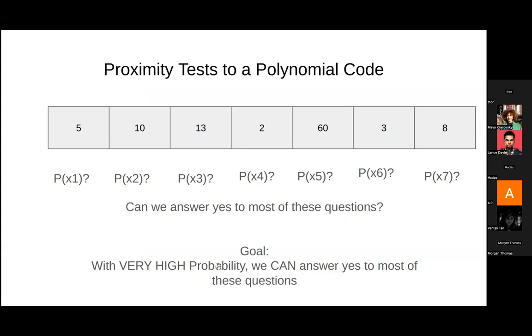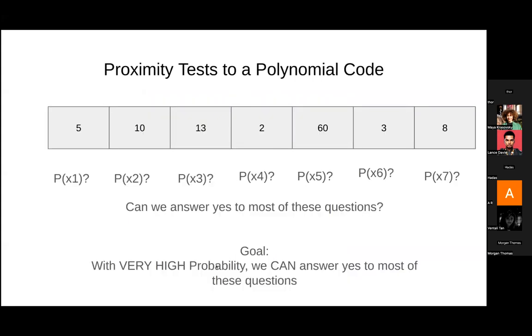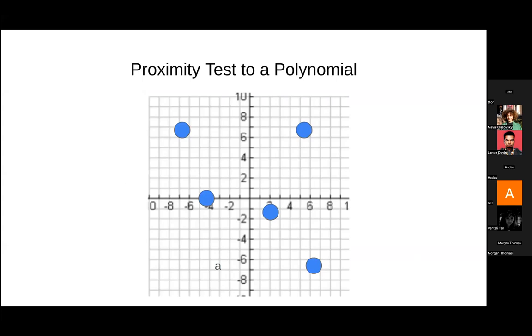Right, so our goal is with very high probability, we can answer yes to most of these questions. One way to visualize this is, again, going back to the graph. Imagine we're in Euclidean space and you put a bunch of dots on a graph. We want to know, if you were to connect these dots, does it make a polynomial that has degree less than 2, for example? Here we could say, yeah, it does. You can draw a degree 2 polynomial through most of the dots. There's one that isn't, but for most of them, the answer is yes.